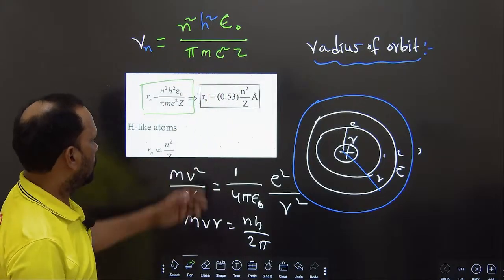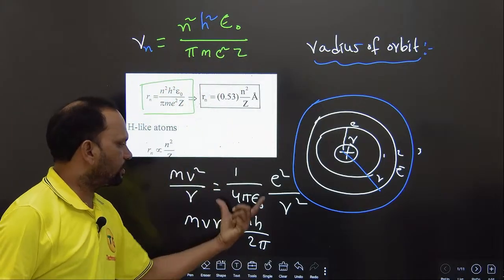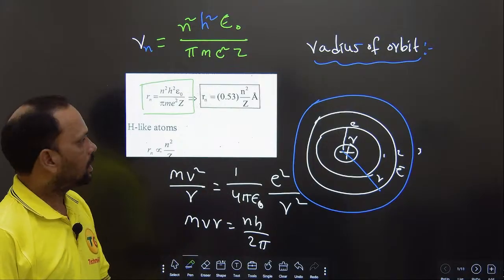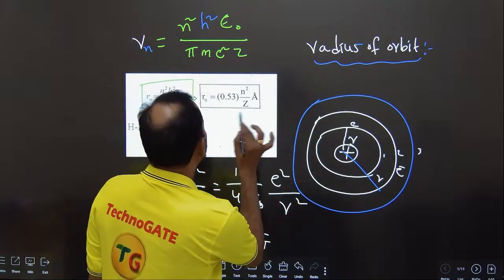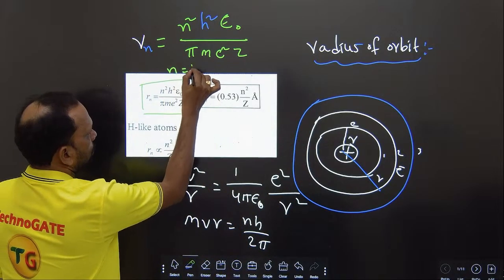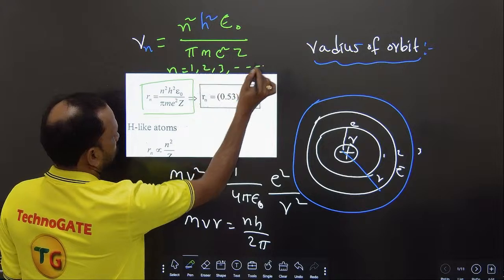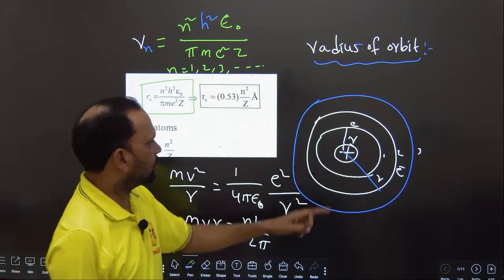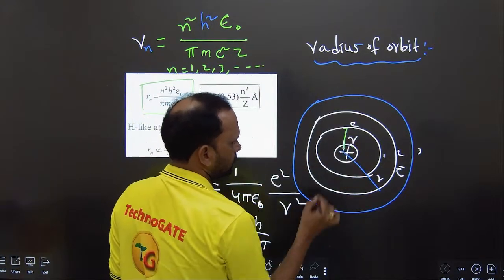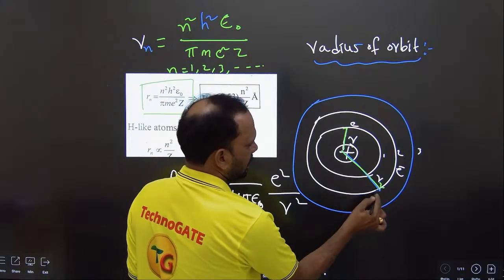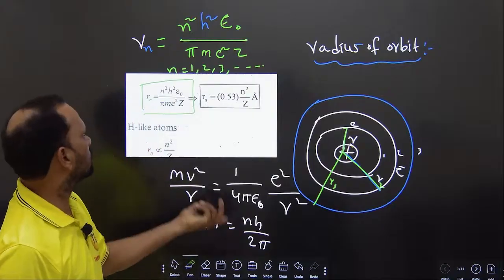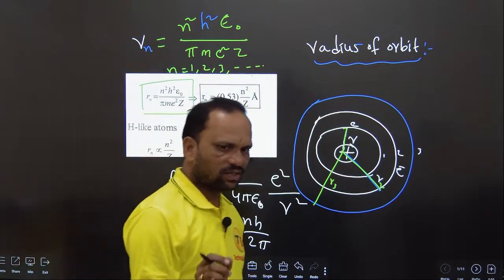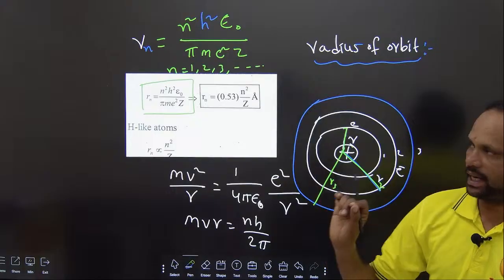How did this equation come? It came from these two equations. Right. Now what is Rn? When n is equal to 1, 2, 3, 4 and so on: n is equal to 1 gives this radius, n is equal to 2 gives this radius, n is equal to 3 gives this radius. For the nth orbit, Rn is equal to n square h square epsilon naught by pi m e square z.